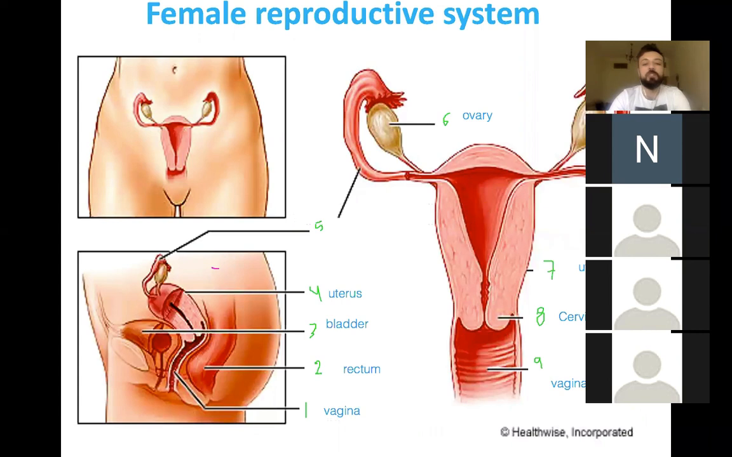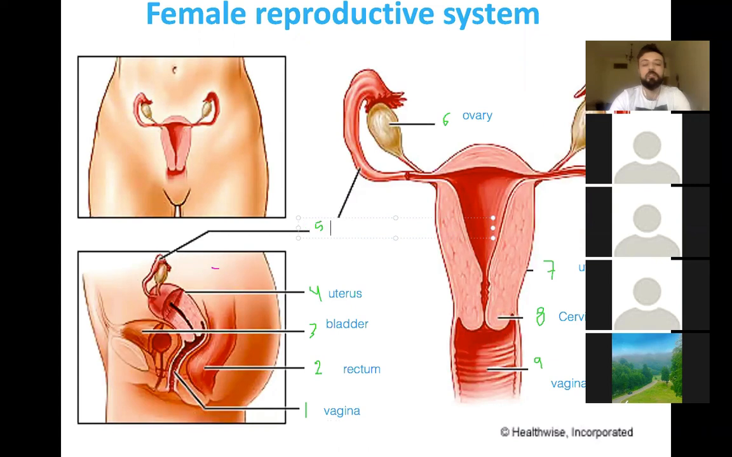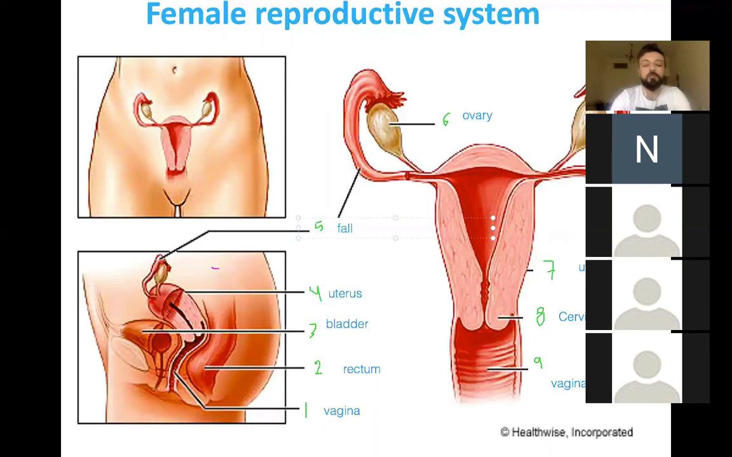Right, number 5. What does 5 look like? No, ovary is already mentioned. It's a tube, fallopian tube. Fallopian tube. Very good. Fallopian tube. Where is the urethra?